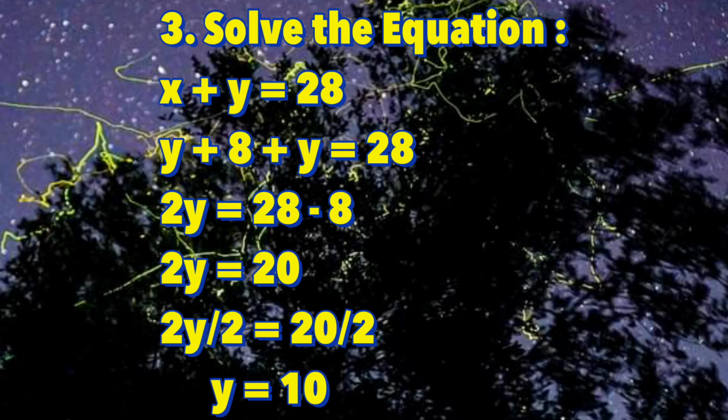So x plus y equals 28, and the value of x is y plus 8, so y plus 8 plus y equals 28. Then we're going to add y plus y equals 2y, so 2y plus 8 equals 28, and we're going to transpose the 8, the constant, and it becomes negative 8. Then 28 minus 8 equals 20. Then for 2y equals 20, we're going to divide both sides by 2. So the answer for y equals 10.